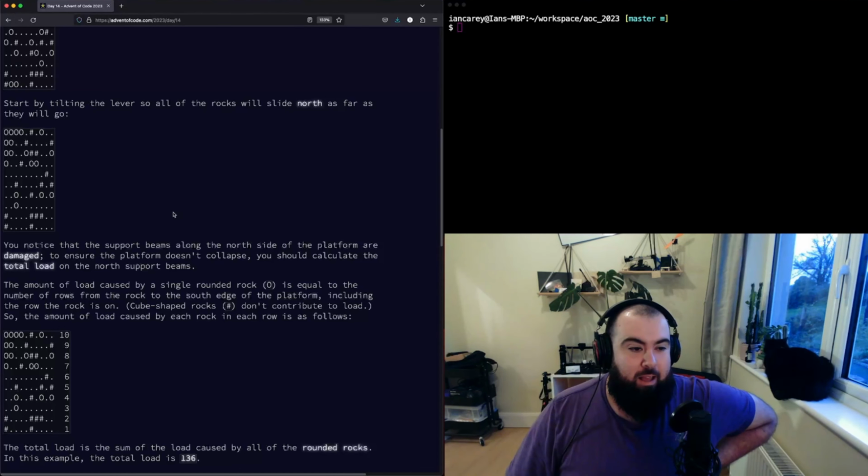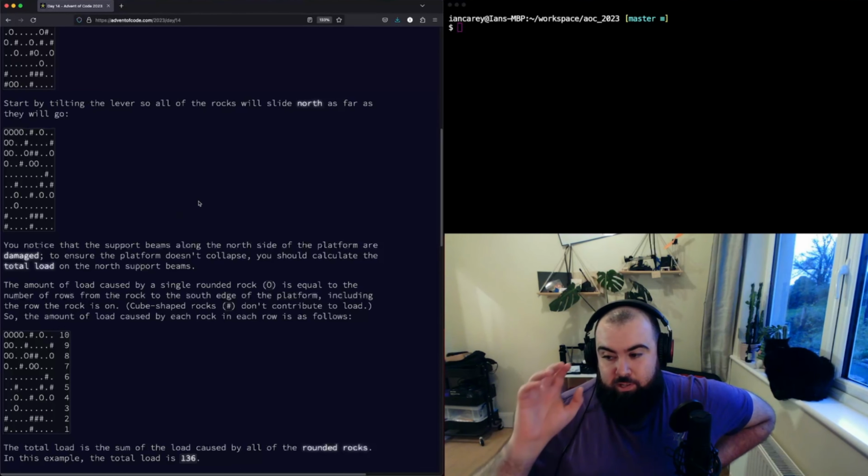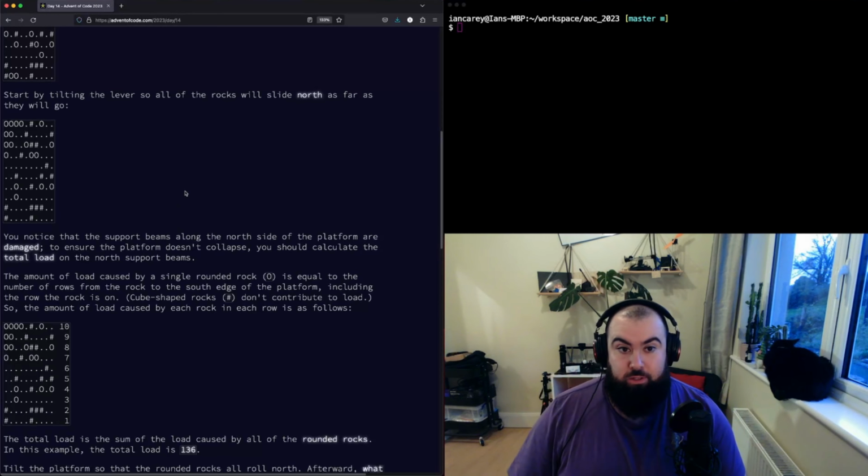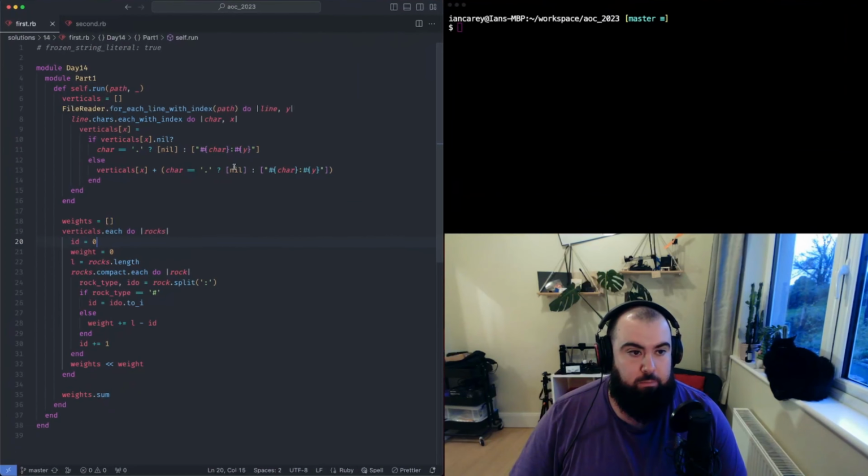But anyway, let's have a look at my part 1 code, because it is substantially different to the part 2 code. Part 2 code is where we'll really get into the nitty gritty of the difficulty of this solution. So let's have a look at part 1. You see, I said it was elegant. It is quite short. It's quite nice.